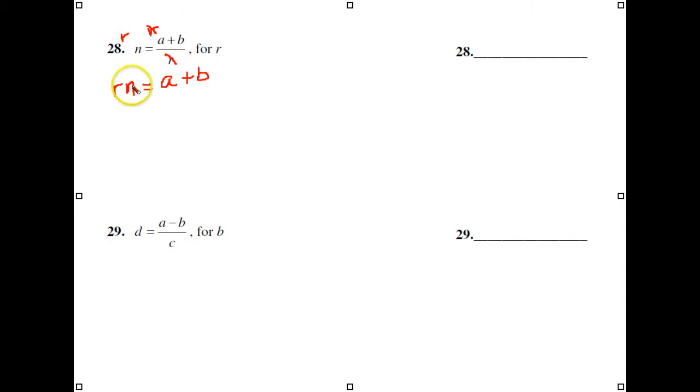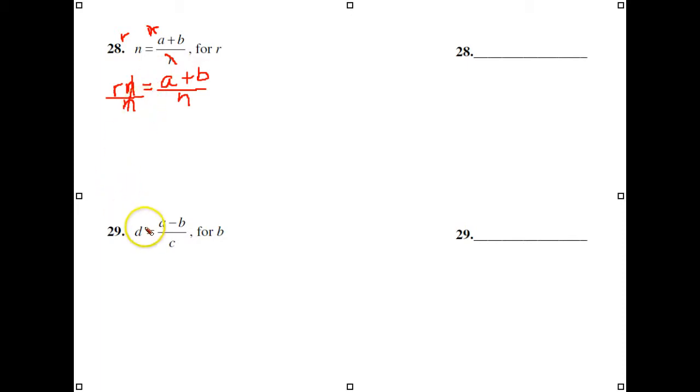Now we want to solve for r, so now we're going to divide by n. The n's now cancel out, and r equals a plus b divided by n. Now a little trick is when you see something like this up here and down here, you could just reverse them, but right now that may be a little early for that shortcut. So just do it this way, and it works out very well.